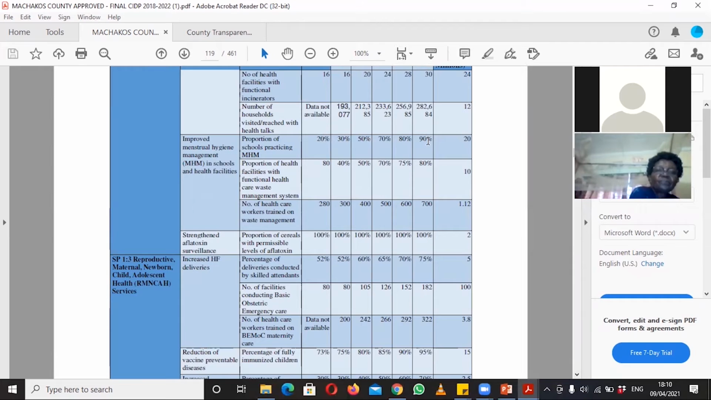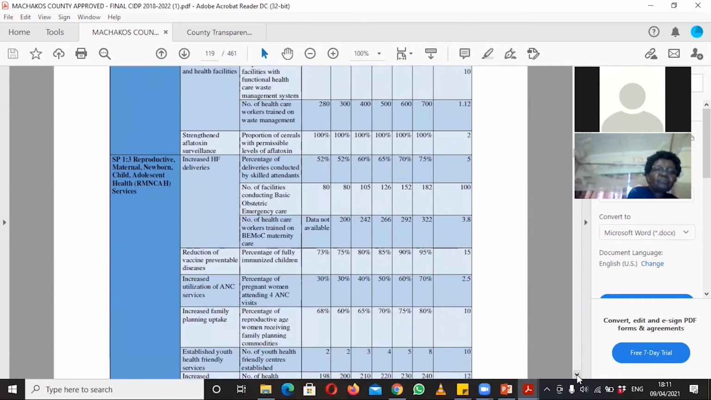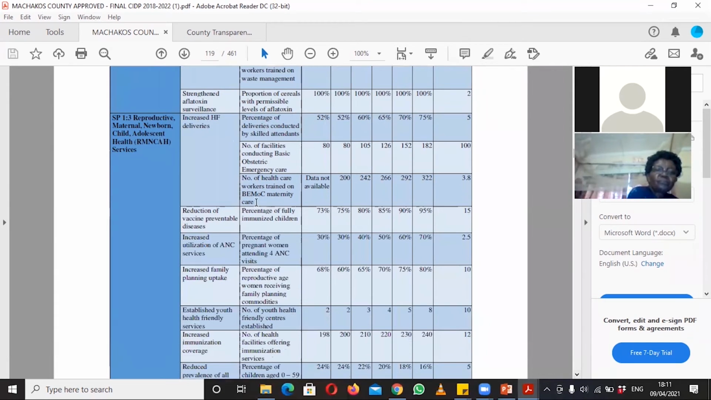All right. And then now we are here at reproductive health. My specialty is RMNCAH: reproductive, maternal, newborn, child, and adolescent health. They had planned for the percentage of deliveries conducted by skilled attendants. When 2018 started, it was at 52%, and they are expecting that by the end of this financial year, it will be 75%. The amount of money they had allocated is 5 million. Is that enough? We don't know.